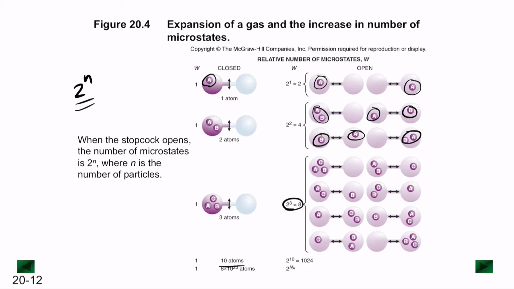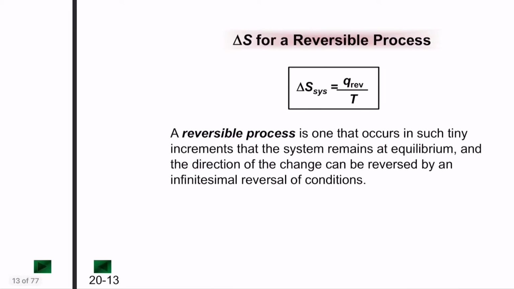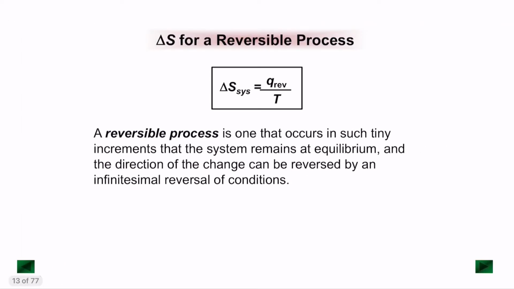If you have 10 atoms, that gives you 2 power 10. If you have Avogadro number of atoms, that gives you 2 to the power N_A, which gives you 2 to the power 6 times 10 to the power 23, which is a high value. This is the idea behind the topic of microstates and understanding how entropy can be calculated.